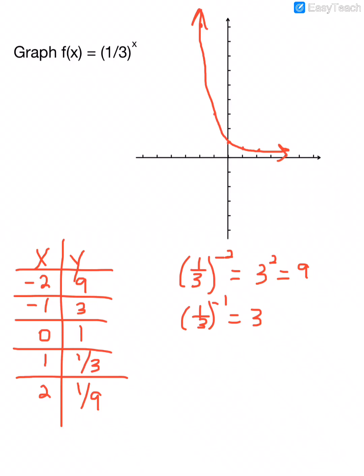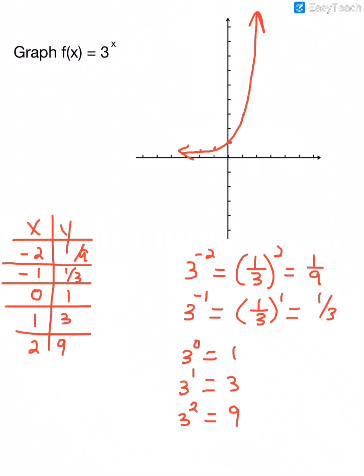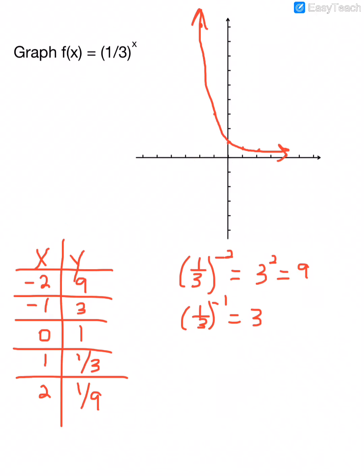So if you'll notice the difference between these functions, this is a fraction, 1/3 raised to the x power. This was a whole number, 3 raised to the x power. The whole number exponential function rises from left to right. The fraction exponential function falls from left to right.